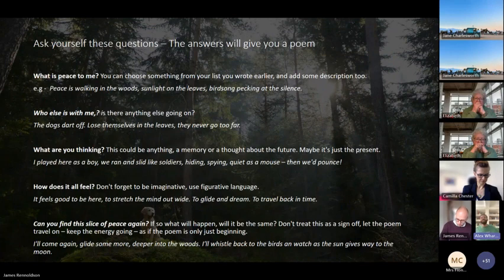What is peace to me? Peace is sitting in my garden. I can hear the birds. I'm drinking a cup of tea. Who else is with me? I'm by myself, just how I like it on a Sunday morning. And what are you thinking? So just a quick bit of expression here.